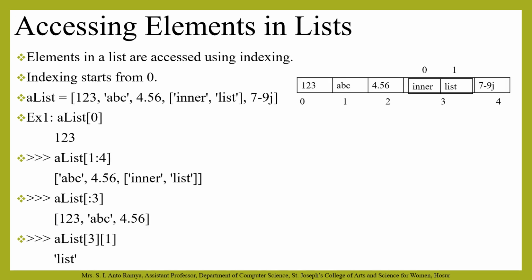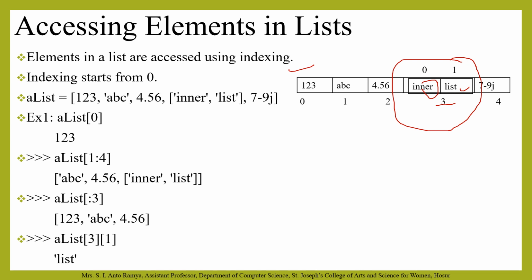Accessing elements inside the list. On the right hand side, you can see the values, how they are stored. This is how it will get stored inside the memory. So in the same example, A list is equal to 1, 2, 3, ABC, 4.56, the nested list, and then we have a complex number. So this is how it will be stored. 1, 2, 3 index value is 0, ABC index value is 1, 4.56 index value is 2, and here the nested list, you can see how it is stored. This is the nested list. The position is 3, and inside 3 we have in the 0th position, inner, and in the first position, list. And then in the fourth position we have 7 minus 9J.